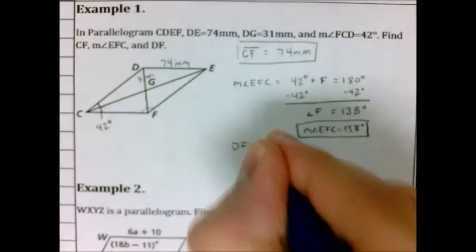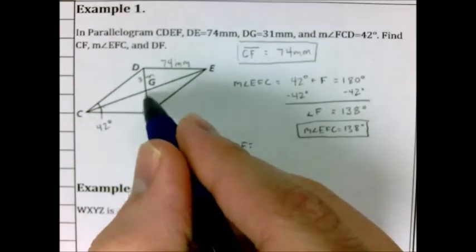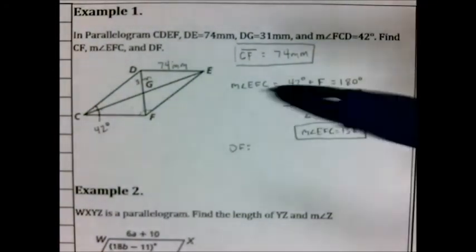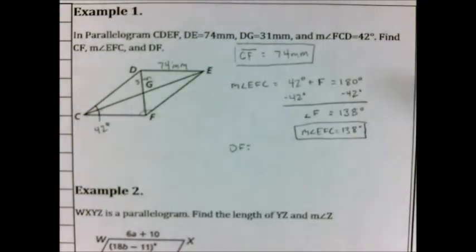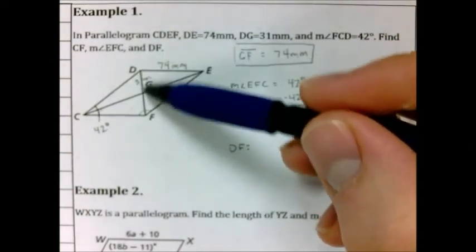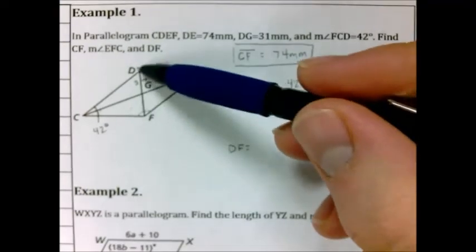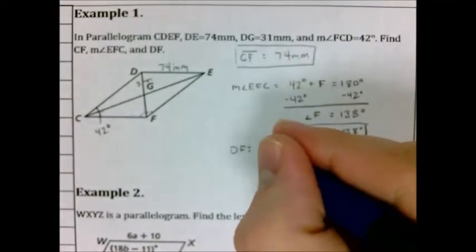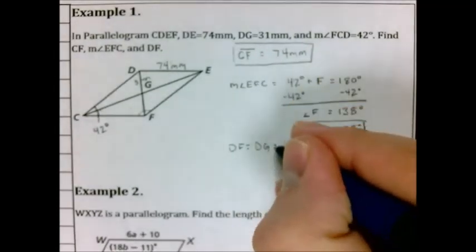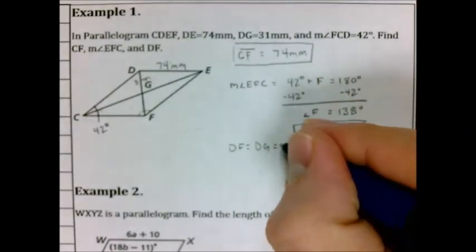Okay, DF is this length right here. And this one we can use the last theorem. Okay, the last theorem said that diagonals bisect each other. That means that this side is going to be equal to this side. So DG is going to be equal to FG.